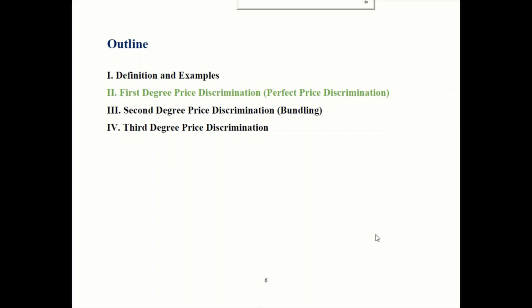So that's a bunch of examples of price discrimination. We'll stop our episode here, and when we come back, our next episode is going to be about first degree price discrimination, also called perfect price discrimination.